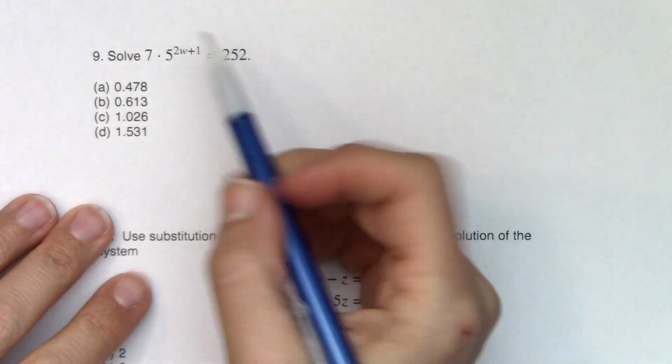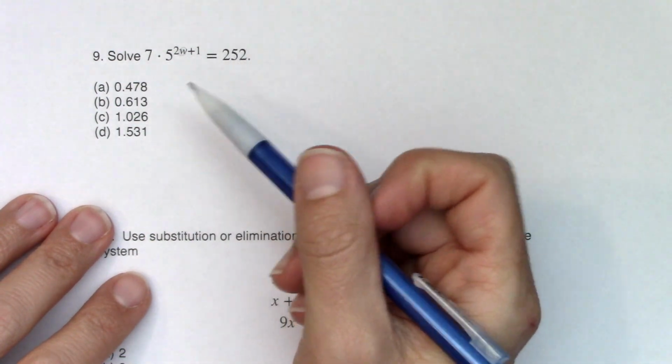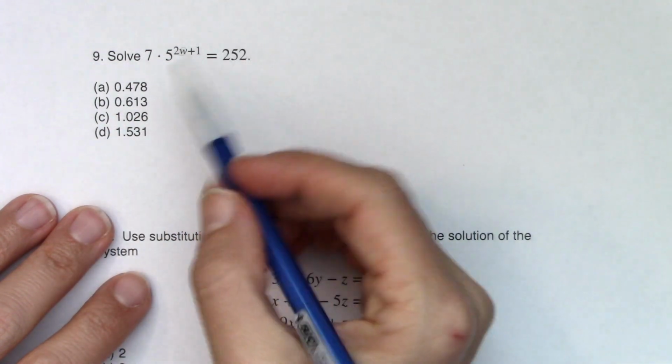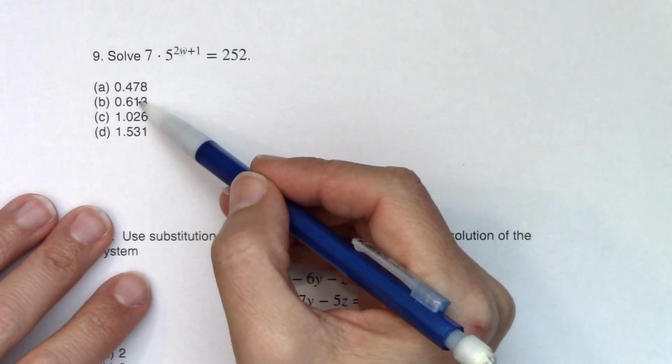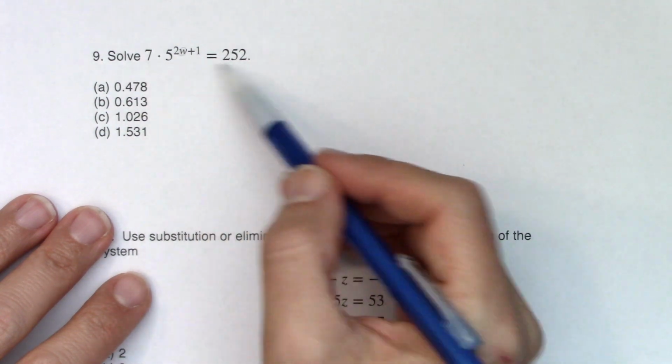Folks, let's go ahead and solve this exponential equation. And I say exponential because the variable I'm solving for is w, and w is up in the exponent. And just to give you a backwards way to do it, you could plug each of these values in for w and see which value actually works, right?